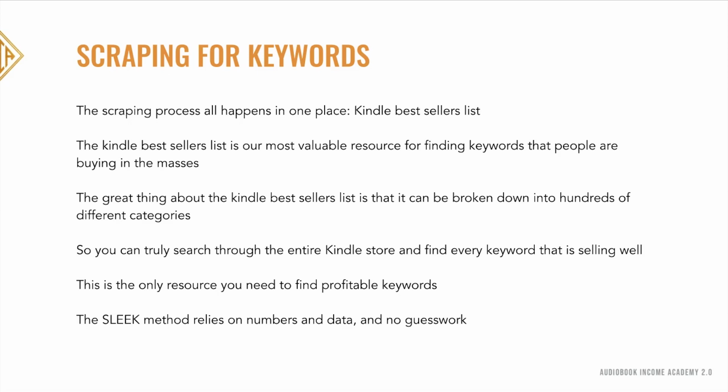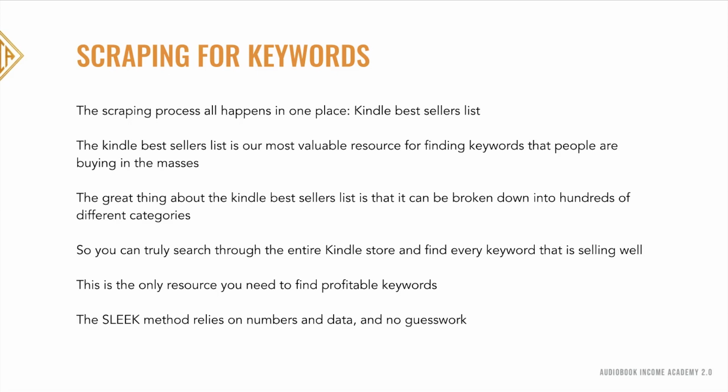So the scraping process all happens in one place. This is part of the beauty of it, the simplicity of it, and how it all happens in one place, and that is the Kindle bestsellers list. The Kindle bestsellers list is our most valuable resource for finding keywords that people are buying in the masses, which makes a lot of sense. Like, where better to find best-selling books and keywords?